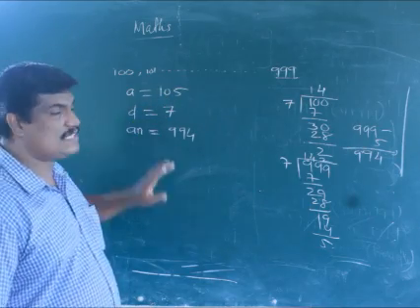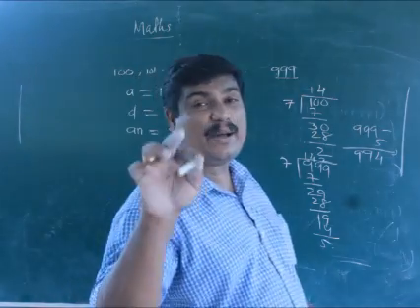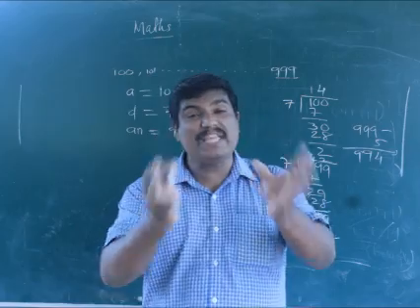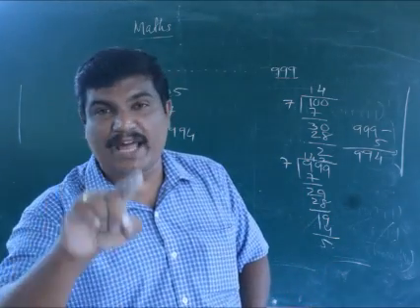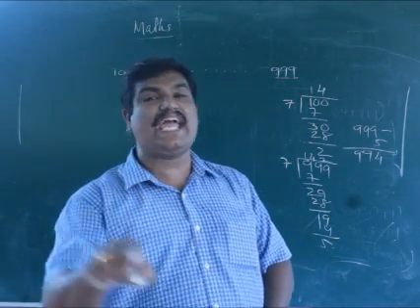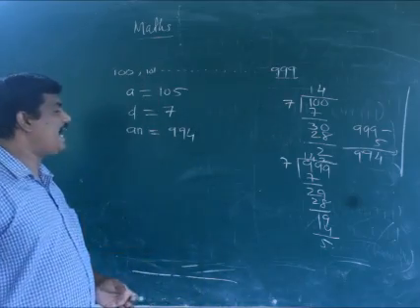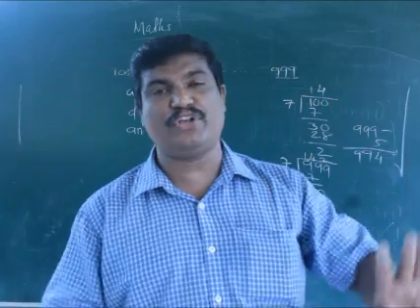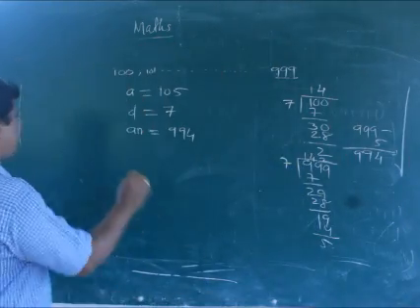Common difference d is equal to 7. Now find out how many numbers are divisible by 7. So you have to find n. Here an is equal to 994. What is the formula to find n? a plus n minus 1 into d. Yes, clear? a plus n minus 1 into d.